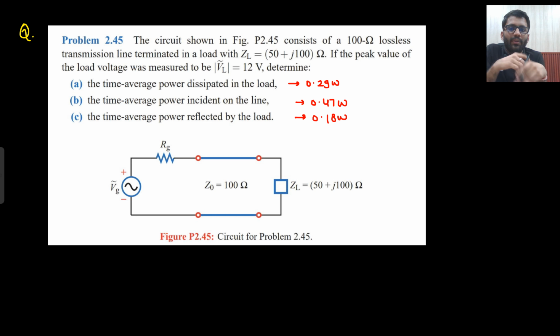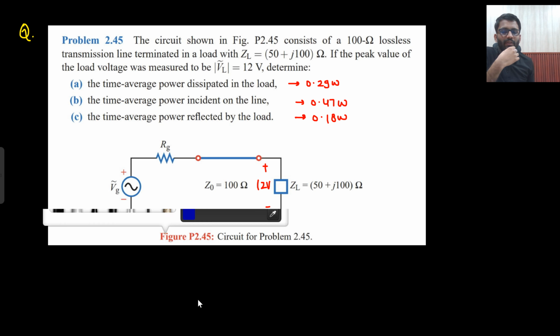The circuit shown in the figure consists of a 100 ohm lossless transmission line terminated by the load ZL, 50 plus j100 ohm. If the peak value of the load voltage is measured to be 12 volt, so this is the peak voltage here, that is 12 volt, then what you need to find is the time average power dissipated in the load, the time average power incident on the line, and the time average power reflected by the load. And this is a lossless transmission line. So try doing it on your own. You can do it. If you have a good enough brain, certainly you can do it.